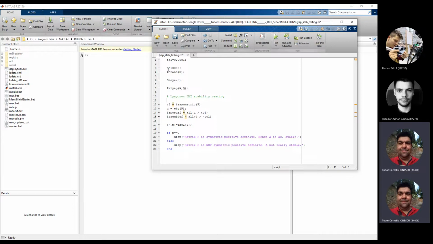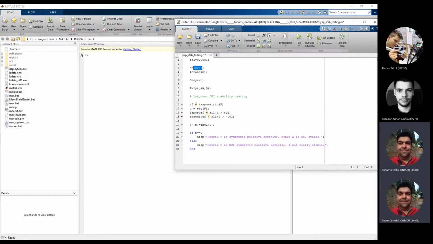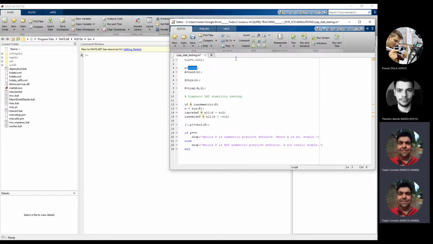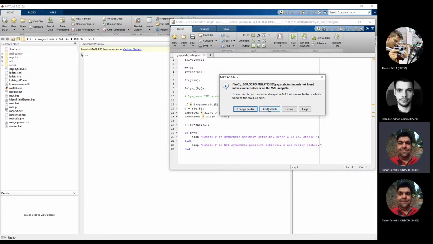So this is a huge matrix you see here. That's why I'm taking 10,000, because for small matrices you can compute the eigenvalues, but for large matrices this is not possible. Okay, let's start first with a small matrix, n order 10. Let's try this first.